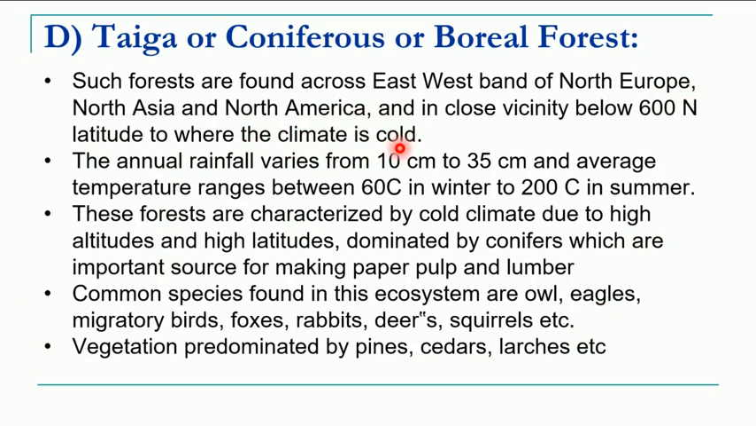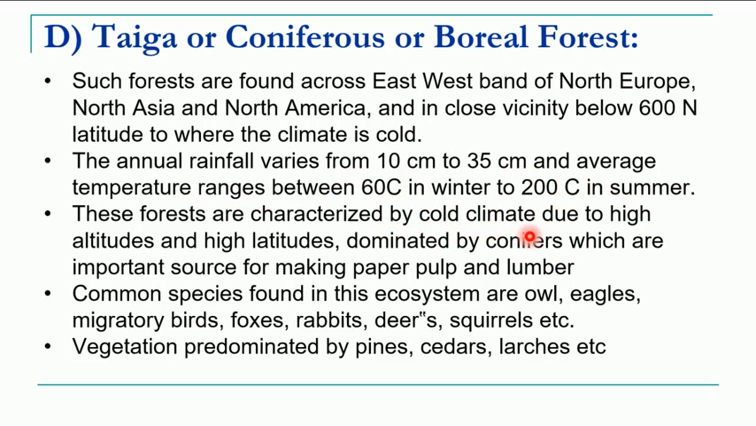and the climate is very cold. Annual rainfall is low, that is hardly 10 centimeter to 35 centimeter, and temperature goes as low as 6 degrees Celsius in winter and 20 degrees Celsius in summer.